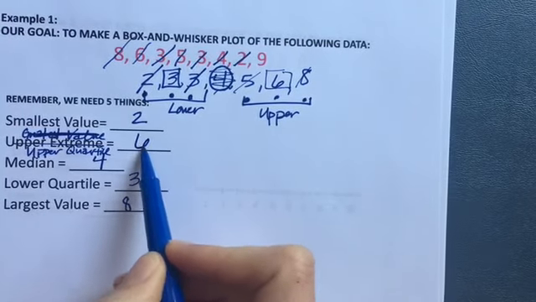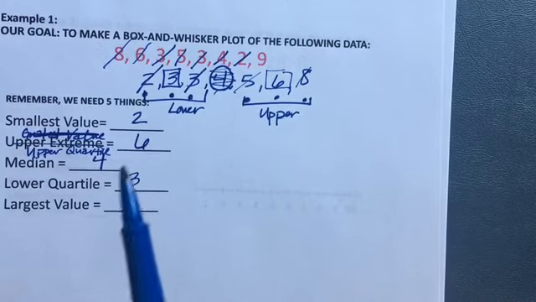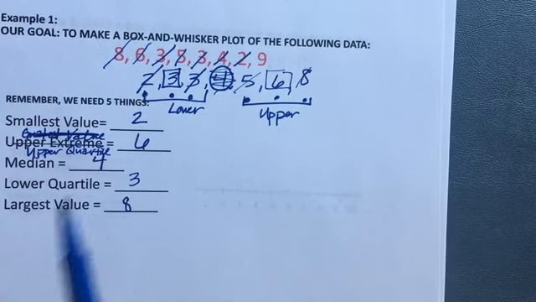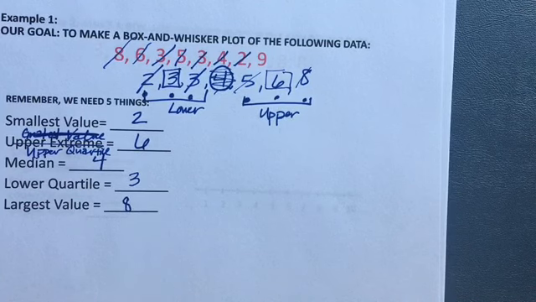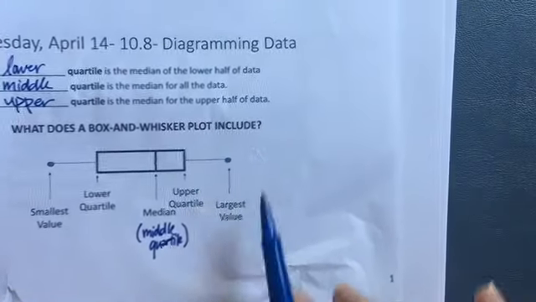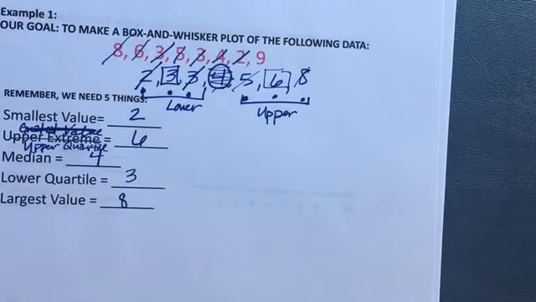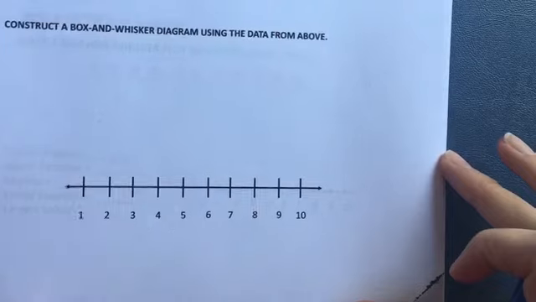So now we have found all of these values. The smallest value is 2, the upper quartile is 6, the median is 4, the lower quartile is 3, and the largest value is 8. Now we are going to take that information and convert it into a box and whisker. So I want you to keep these notes handy because they're going to be really helpful as we set this up. Now you notice, okay, I'm going to scoot down and we're going to work on this number line.